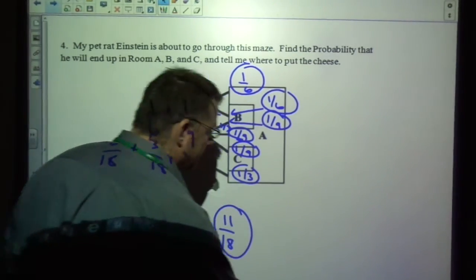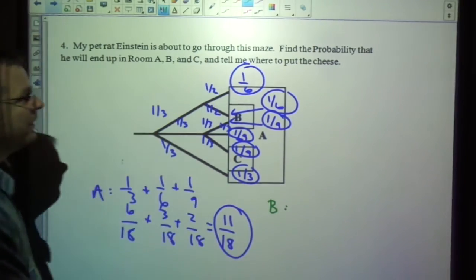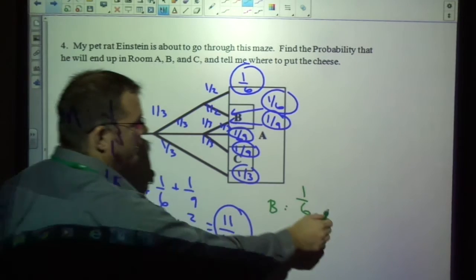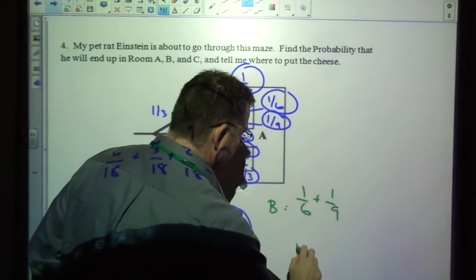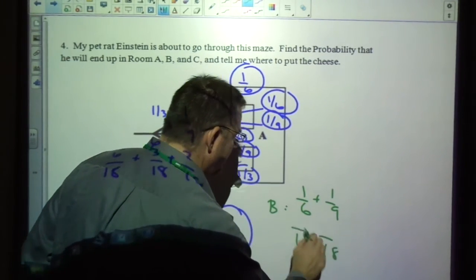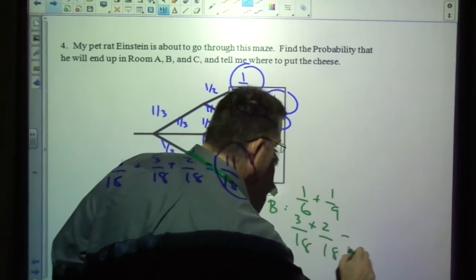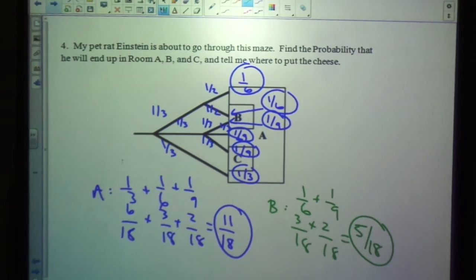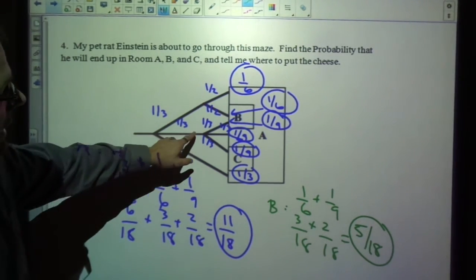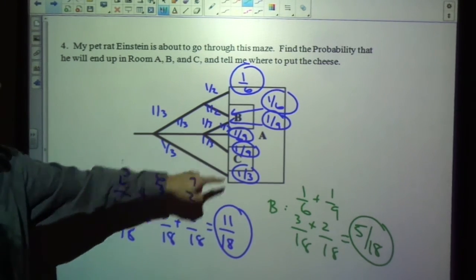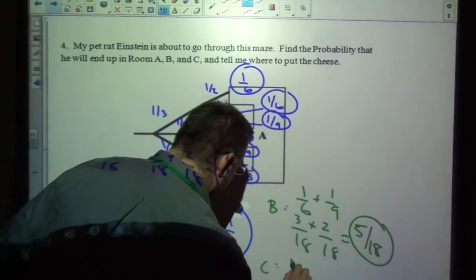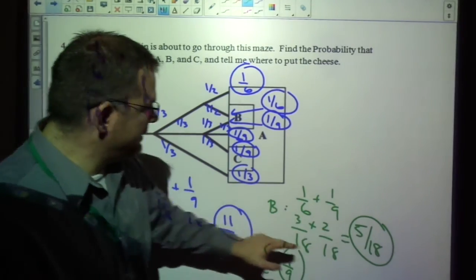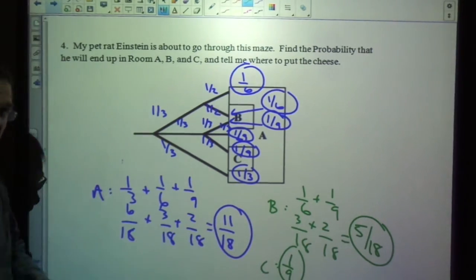For B, he could be here 1/6 or here 1/9. So again, we could change those to 18ths, and that's 3 18ths and 2 18ths, 5 18ths. And for C, it looks like the only way he gets to C is if he ends up here at the 1/9, right there. That would be 2 18ths and 5 18ths, 6, 7, and 11. That's 18 18ths. We got them all covered.